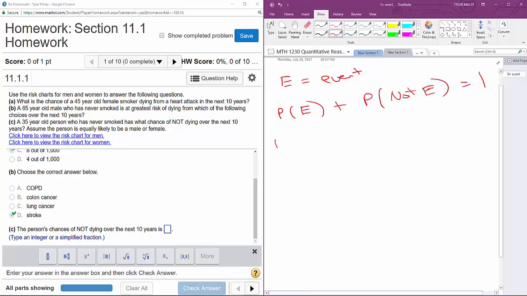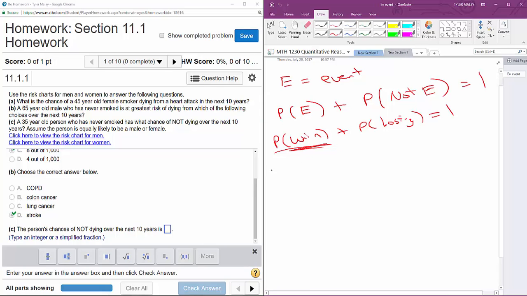So in other words, an example of this would be the probability of winning plus the probability of losing would have to equal 1. You're either going to win or lose. For example, in a baseball game, you either win or you lose the game. There's going to be a winner and a loser. So together, we know that has to equal 1. So if I can calculate one of these, I can find the other by plugging into this equation.